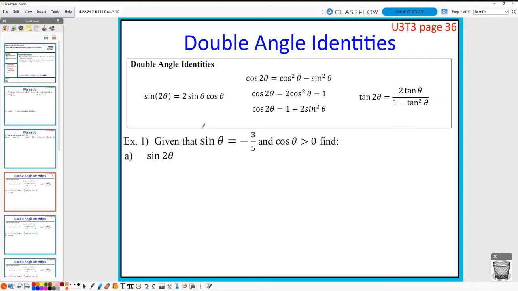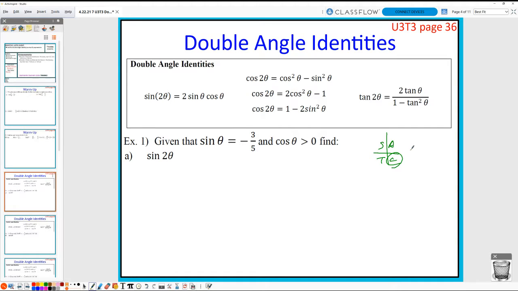So all I'm going to do is, again, take a look at what is given to me here. Given that sine theta is negative 3/5. Right now, I don't really care that it's a negative or that it's a 3/5, but rather the fact that it is negative. That's really important. Cosine theta is greater than 0. So the information given to me so far: if I know that cosine is positive, but sine is negative, that must mean I'm in quadrant 4, right?